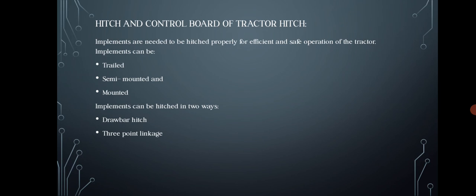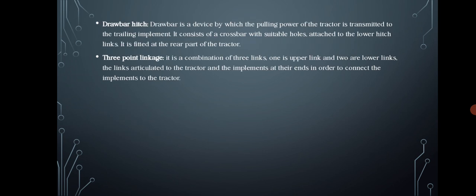Hitching and control board of tractor hitch. Implements need to be hitched properly for efficient and safe operation of the tractor. Implements can be trailed, semi-mounted and mounted. Implements can be attached in two ways: drawbar hitch and 3-point linkage.